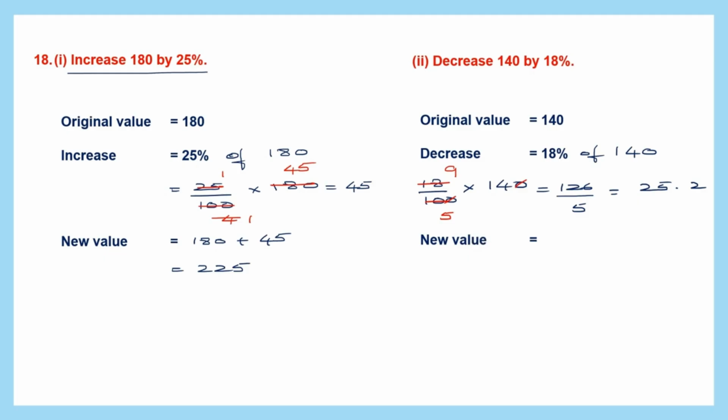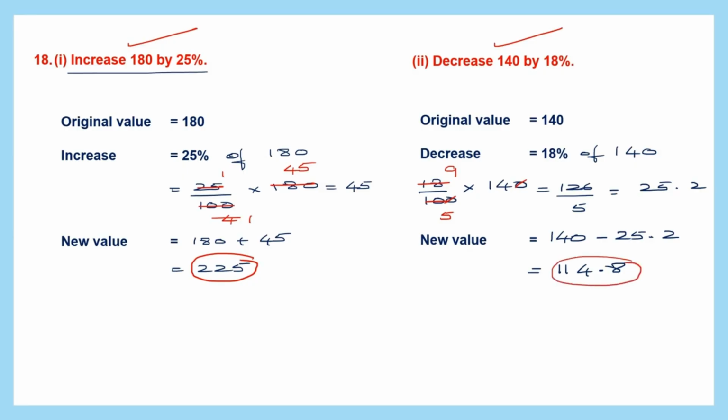Now to get the new value, we take 140, the original value, and because it's a decrease, we subtract 25.2 from it. 140 minus 25.2, the new value, is 114.8. So when we increased 180 by 25%, we got 225. When we decreased 140 by 18%, we got 114.8.